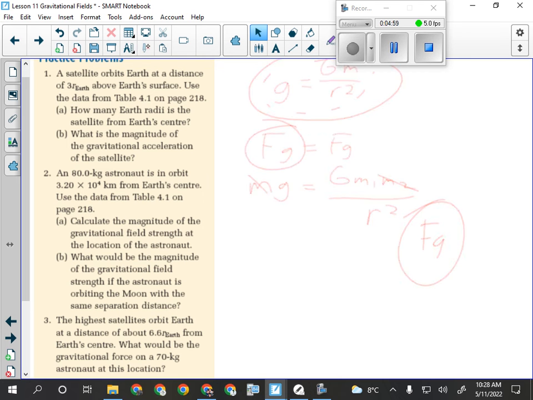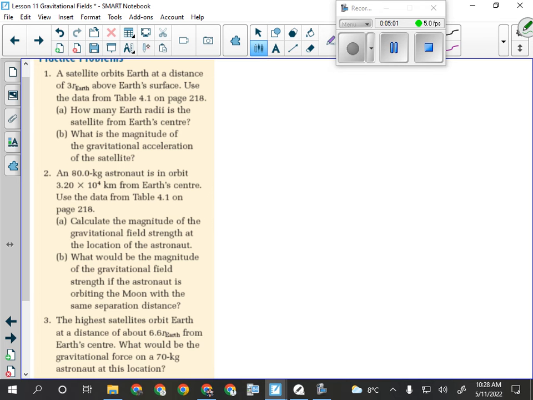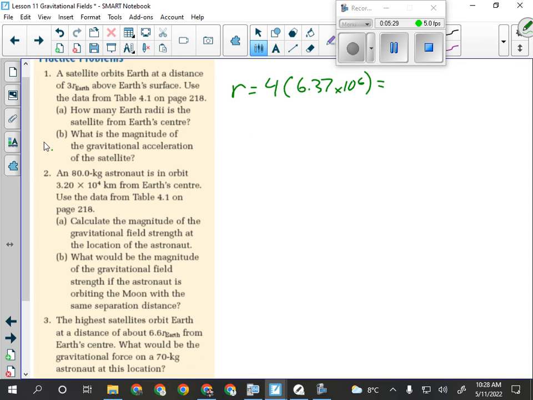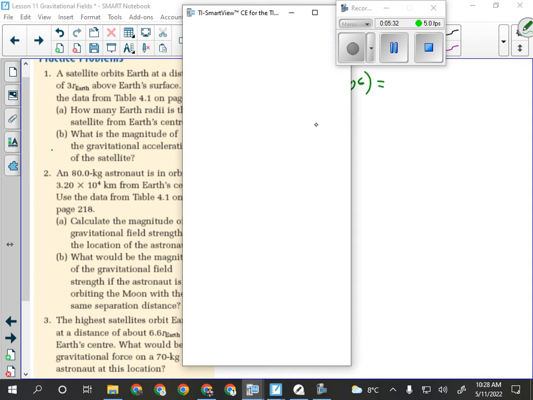Let's have a quick look at number 1. We have a satellite that's orbiting at a distance of 3 Earth radii above Earth's surface. That means its actual orbital radius is how many Earth radii? 4. So we have to do radius equals 4 times 6.37 times 10 to the 6, and that'll give us our actual orbital radius. That's part A. And then the second part is what's the magnitude of the gravitational acceleration of the satellite? We actually don't have to do any manipulation.